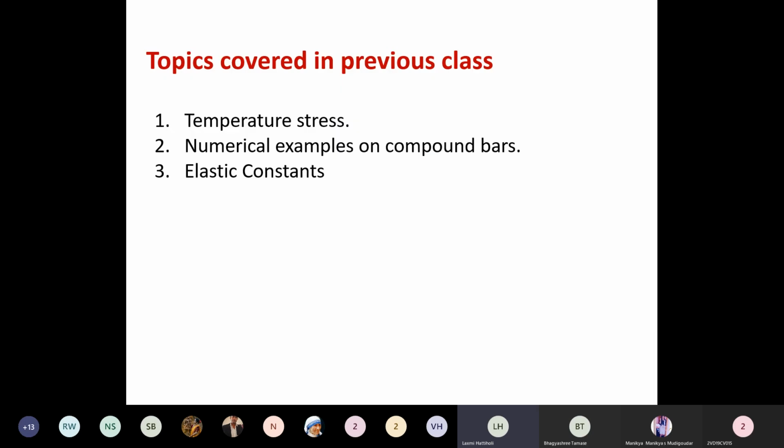Let's quickly study the topics which we have covered in the previous session. In the previous session, we studied temperature stresses in a single bar as well as in compound bars. We also went through numerical examples to calculate temperature stress in a single bar as well as the compound bar by using two equations, compatibility equations. We solved temperature stress problems, and we have also seen the four elastic constants. These are the things which we discussed in the previous session.